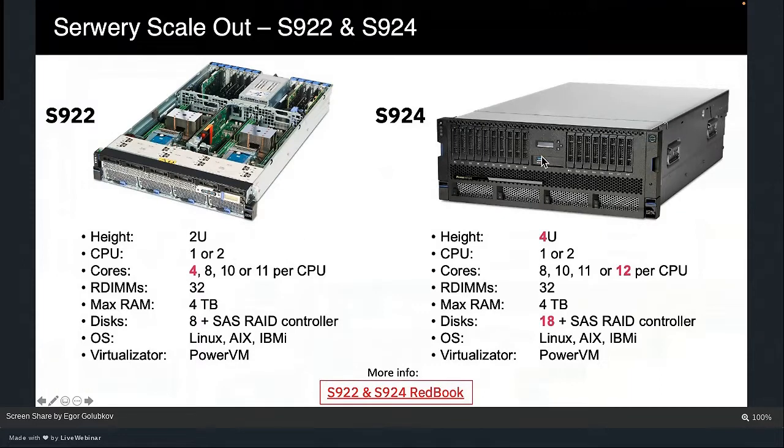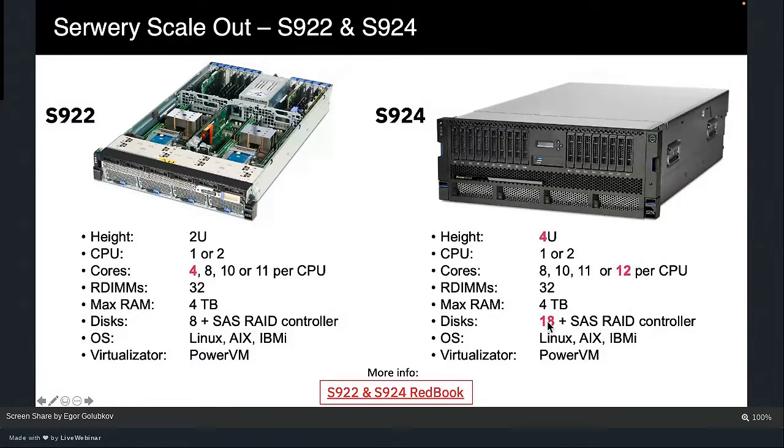Then on the other side, there is a bigger server, so this height is like twice as much as the S922, so it has a little higher performance. We have two cores per CPU, and we have 18 disks available to be installed inside.